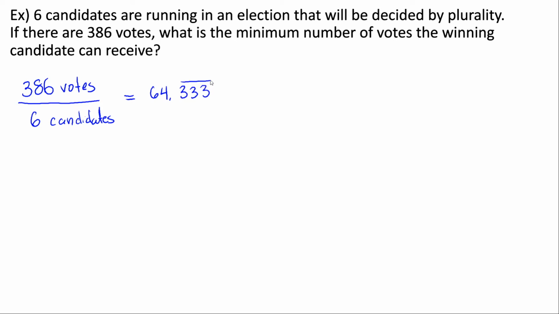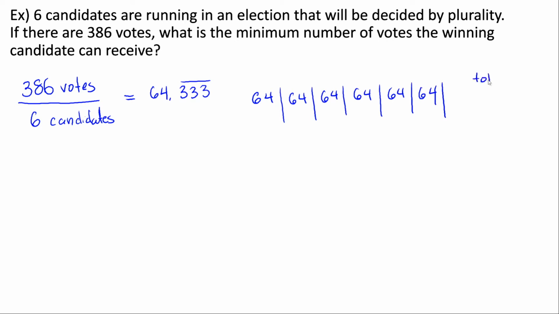So what this tells us is that if each candidate gets 64 and 0.333 votes exactly, we're going to have a 6-way tie. But we know that we can't have 0.333 of a vote. You can have 64 votes or 65 votes or some other whole number of votes, but we can't have some decimal amount of votes like this. So what we're going to do to start off is give each of the 6 candidates 64 votes.